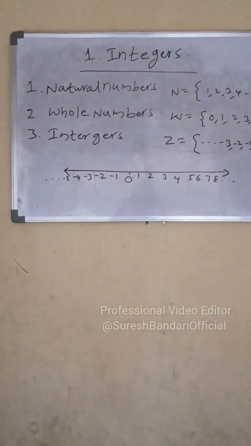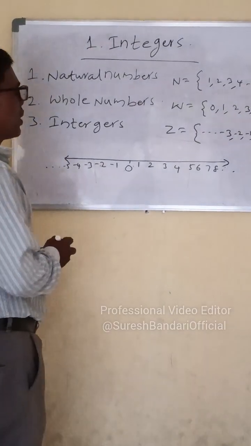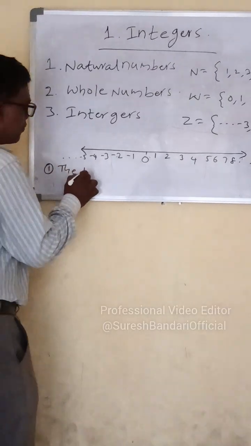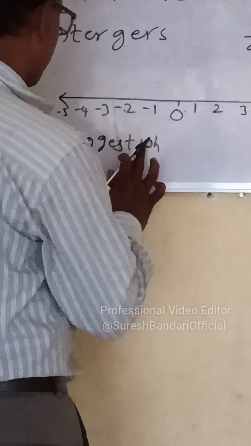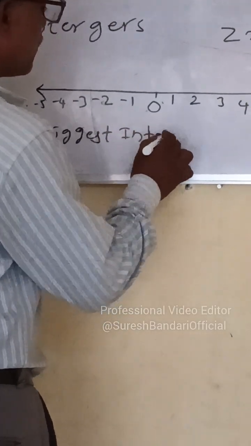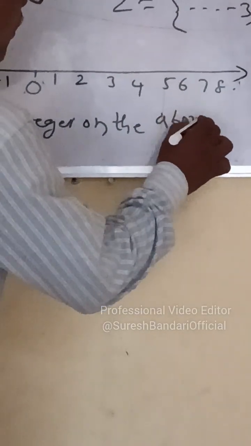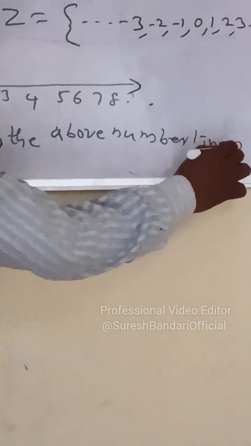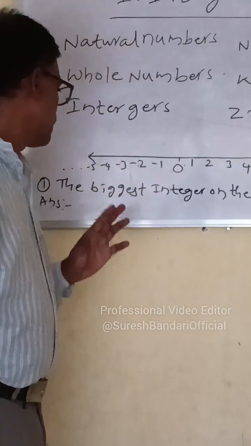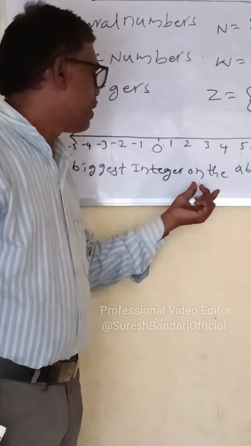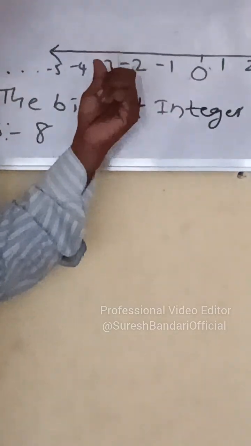So on this number line, what is the biggest integer in the above number line? First question: the biggest whole number or integer on the number line. So the answer is what? On this number line, up to how many numbers are there? 8 numbers. On the left side, -4 or -5. So the biggest number is 8. That is the biggest number on this number line.